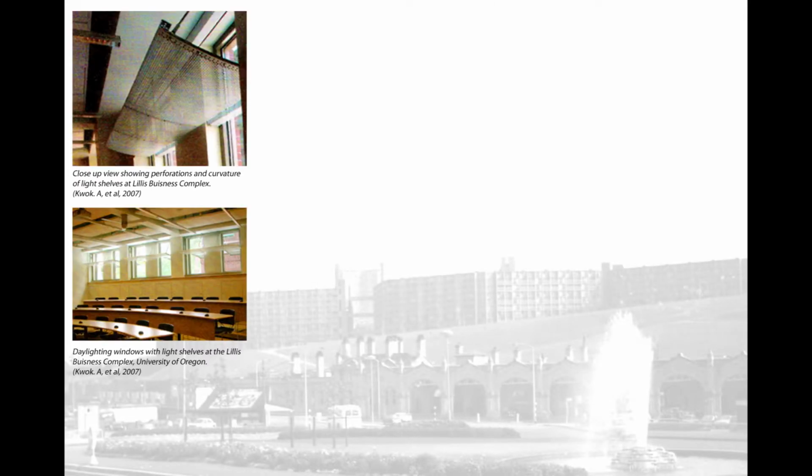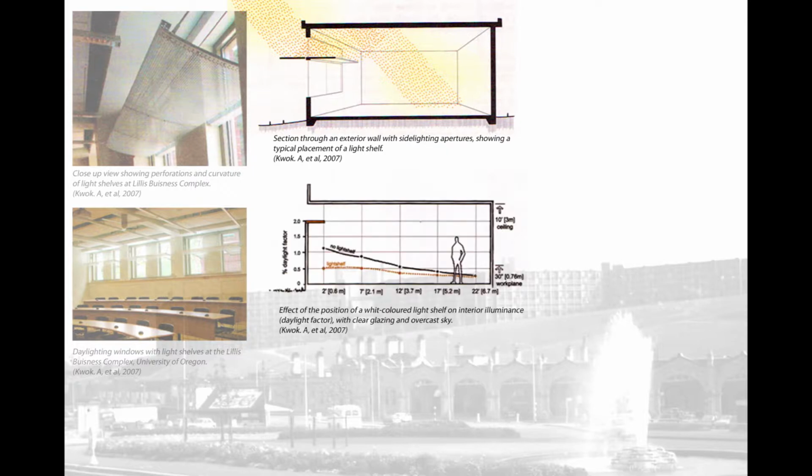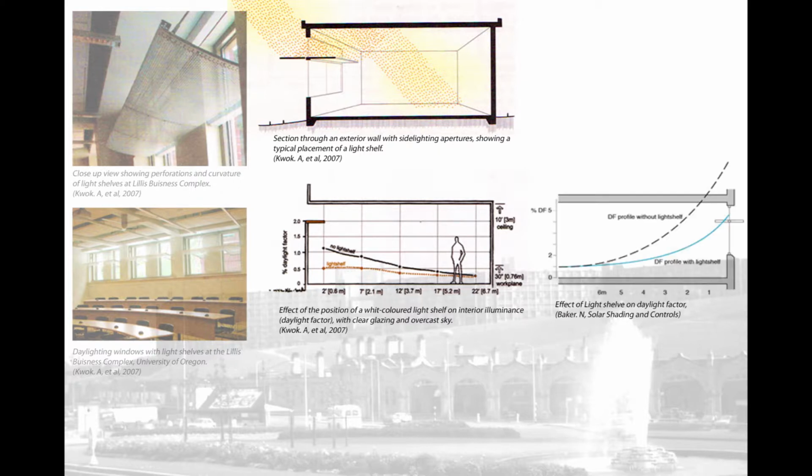Similar to overhangs, light shelves are horizontal projections that can be internal or external, which divide the glazing into two parts. Light shelves work best on south-facing windows. The principle of light shelves is to reflect incident light up onto the ceiling and back into the rear of the room, which reduces glare and distributes daylight. Some light shelves are also tilted towards the interior to maximize the light being reflected through.